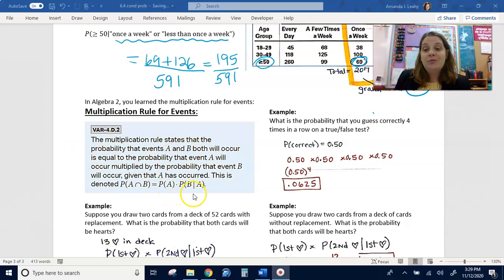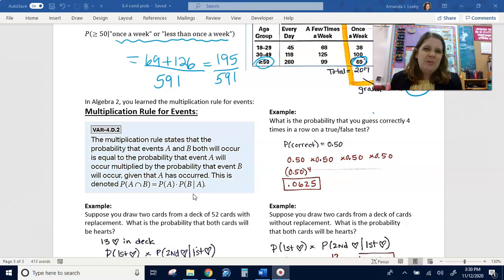The multiplication rule for probability says that the probability that events A and B will occur is equal to the probability of A multiplied by the probability of B given that A has already happened. So that's where conditional probability comes into play. If you wanted the probability of A and B, you multiply those two probabilities together, but you need to be careful because the second time, the first one has already happened. So just be cautious.